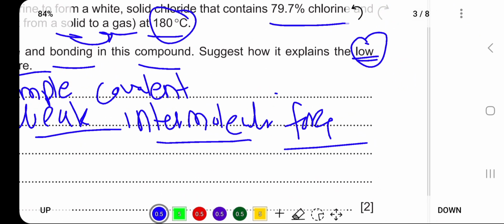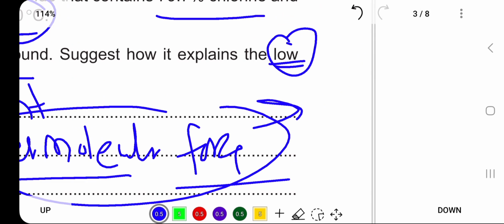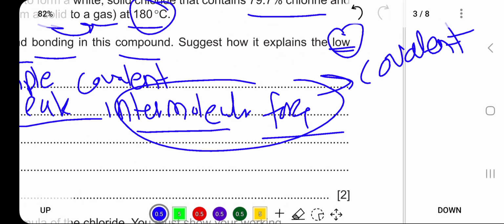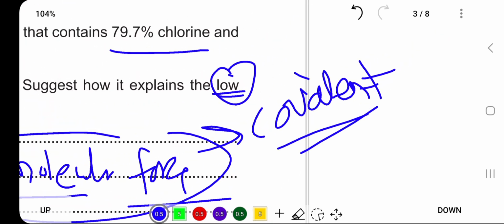Actually, by the way, intermolecular forces are only in covalent structures, so I don't want you to think that intermolecular forces are in ionic. That's wrong. It's only in covalent, alright?